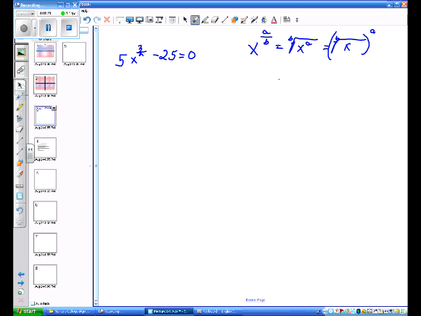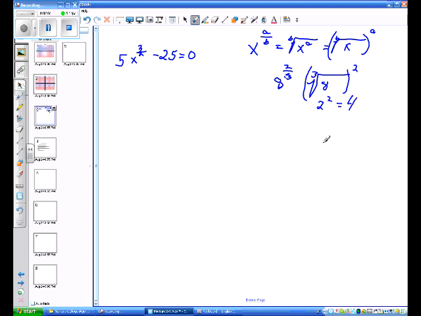An example, we could have 8 to the 3 halves. Now remember, the denominator tells you the root that you're taking. So let's make that a little bit different. I meant 8 to the 2/3, which would be a little bit easier to work at this stage. So 8 to the 2/3 power. The denominator tells you the root you're taking, so we're talking about taking the cube root of 8, and then let's square that. Well, the cube root of 8 is 2, and 2 squared is 4.